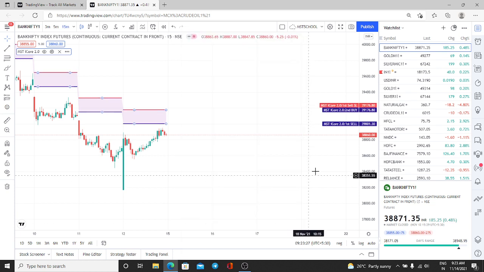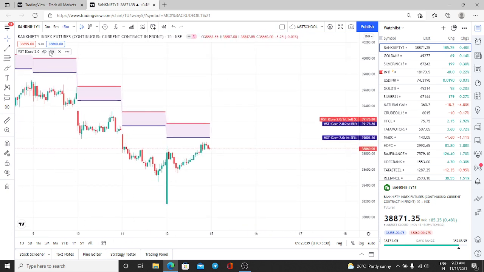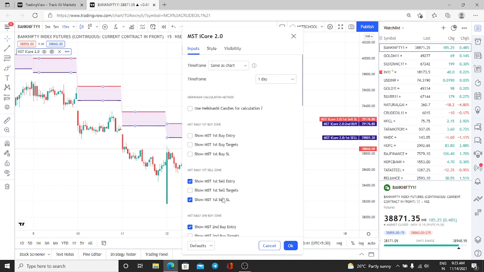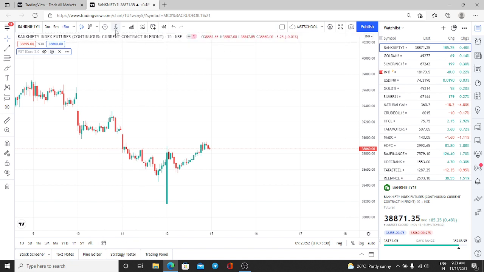Now you see here the red line and blue line. The second buy entry is 39,176 and the SL of the first sell is 39,176. So both are giving the same level, no? That is why we are removing this level. But few people don't understand, so that is why I kept it as such. Now that people have understood it, we have removed it and changed it to a new name, MST ICO 3.0.